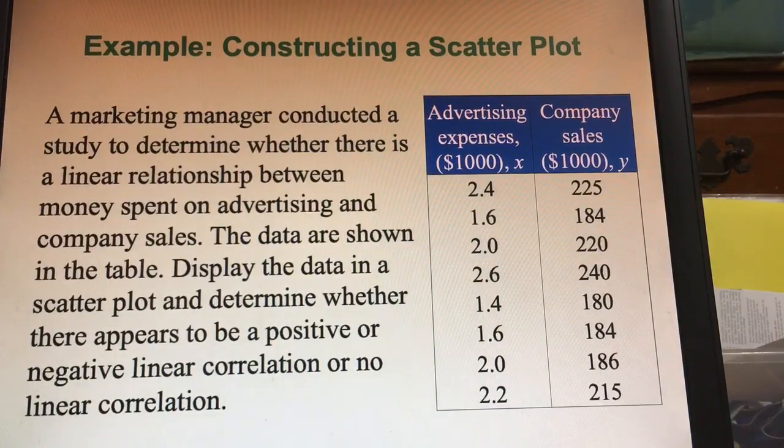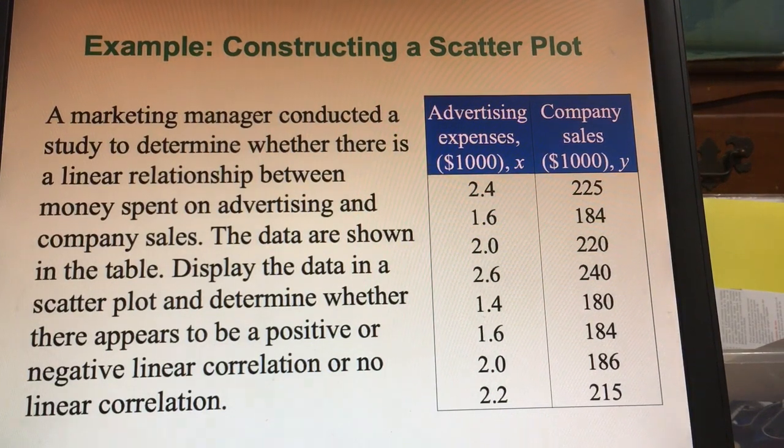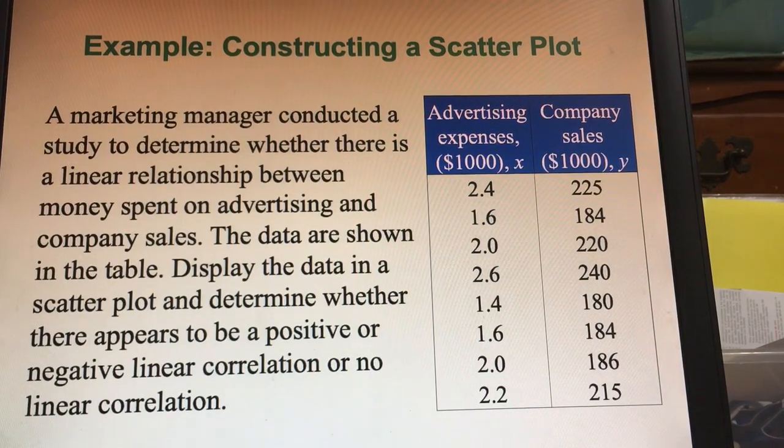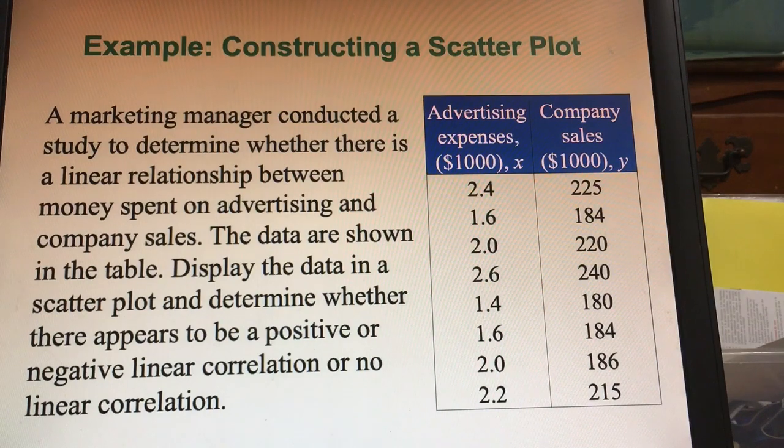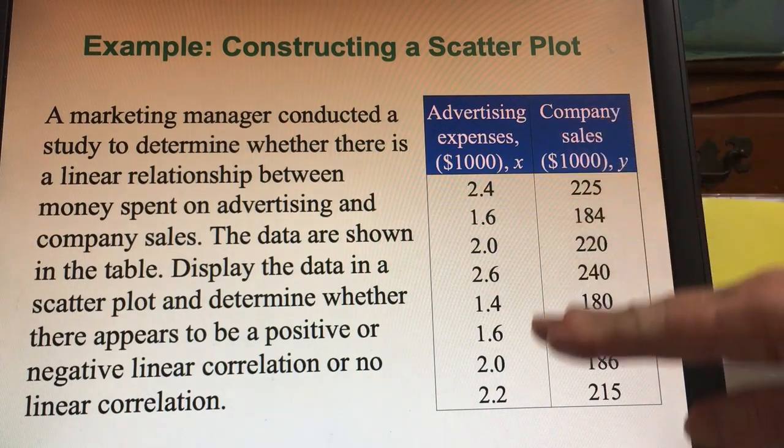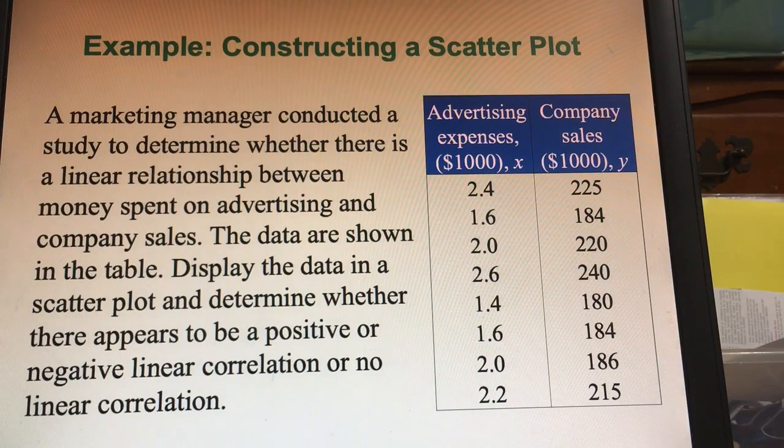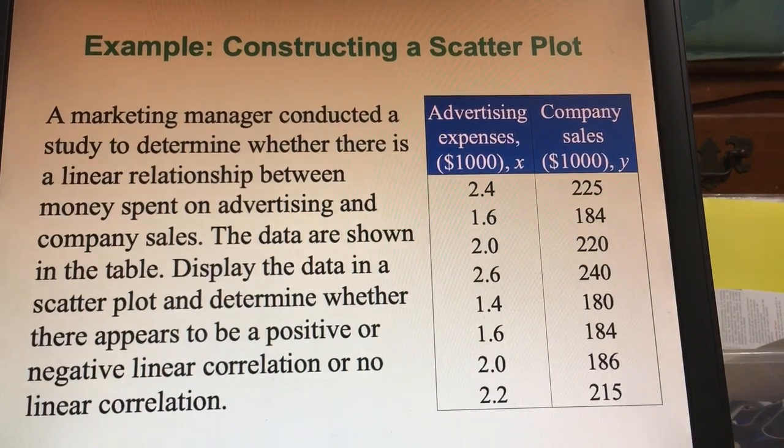I'm really excited. Okay, so constructing a scatter plot, a marketing manager conducted a study to determine whether there is a linear relationship between money spent on advertising and company sales. The data are shown in the table. Display the data in a scatter plot and determine whether there appears to be a positive or negative correlation or no linear correlation. So we have our data, and the data is entered into my calculator already.